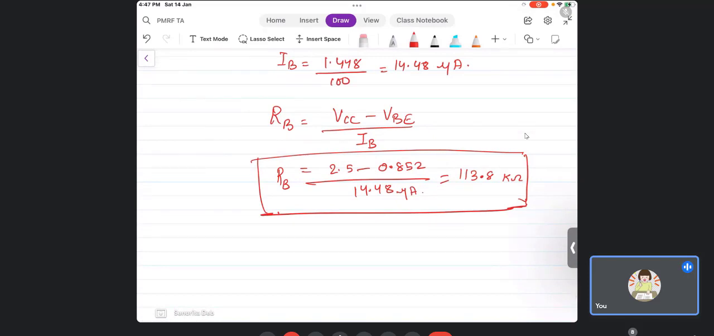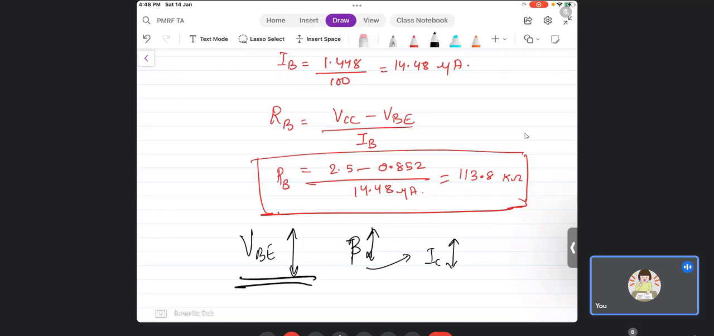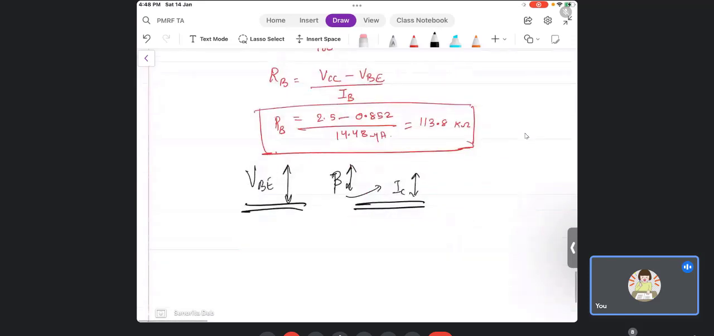Now you see, as the value of VBE is changing and the value of IC is changing, the entire region of operation suddenly changes, right? So if I change VBE, suppose VBE is fluctuating or beta is fluctuating. What happens if beta fluctuates? If beta fluctuates, IC fluctuates. So in both these cases, the range of the active saturation range, the BCB, is messed up.